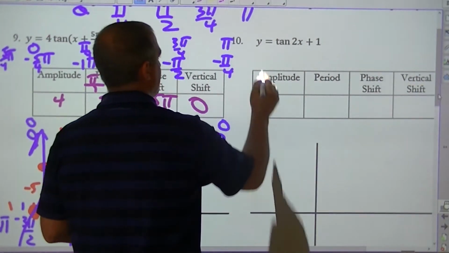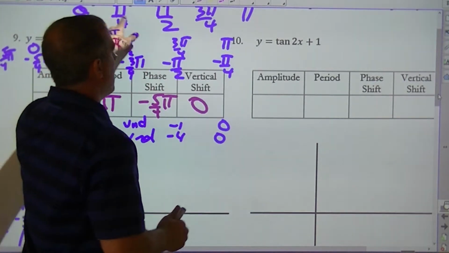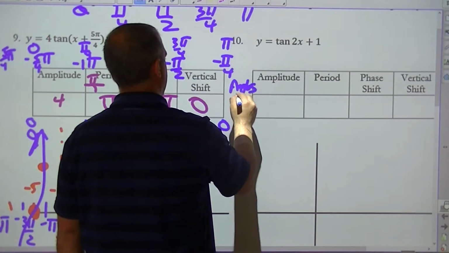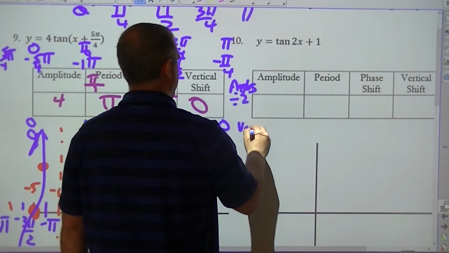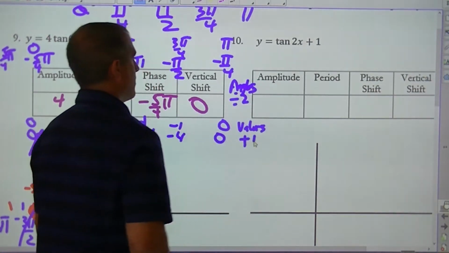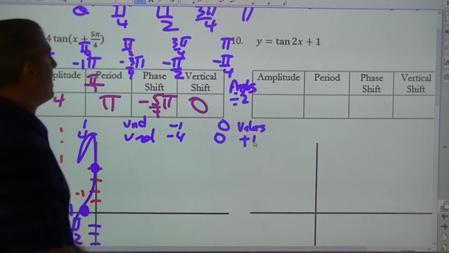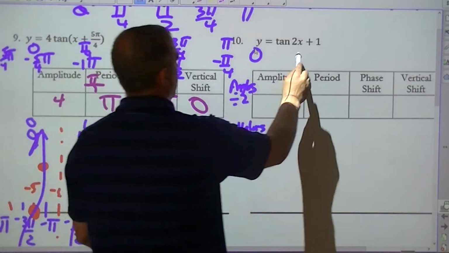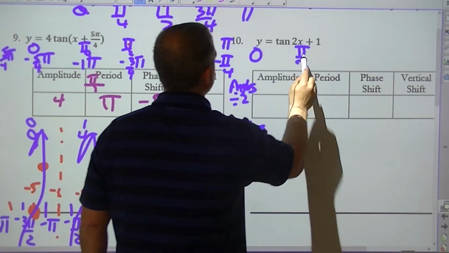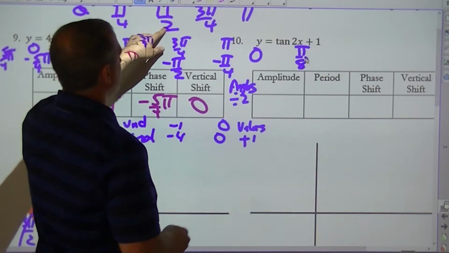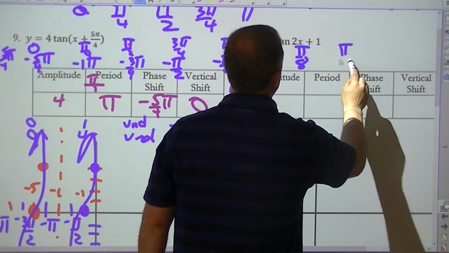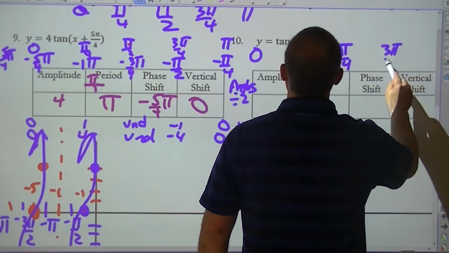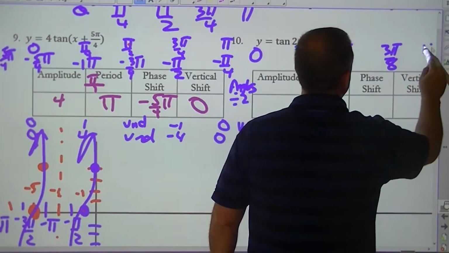Okay. All right. Then number 10. What I'm going to do with number 10 is I'm going to divide these all. The angles are all going to be divided by 2. Values are going to get a plus 1. So if I divide 0 by 2, I would get 0. If I divide pi over 4 by 2, I get pi over 8. If I divide pi over 2, I get pi over 4. If I divide 3 pi over 4, I get 3 pi over 8. And then if I divide pi, I'll get pi over 2.